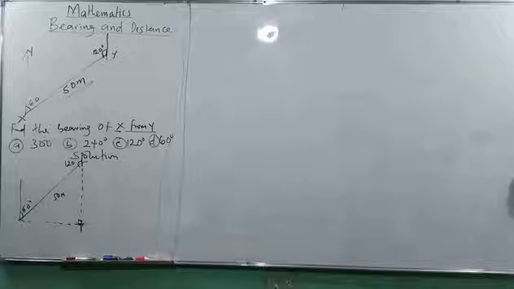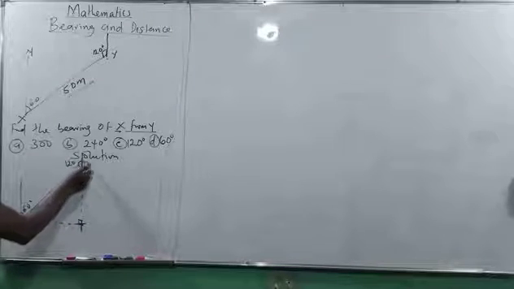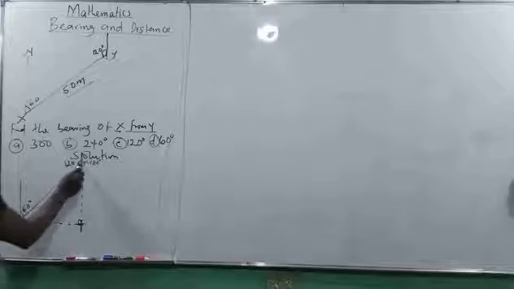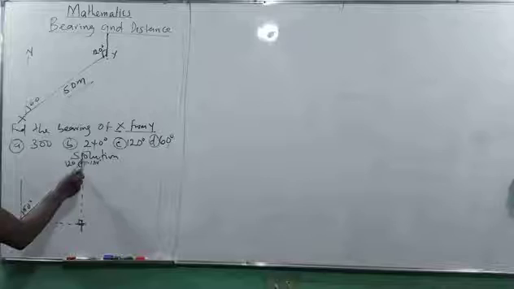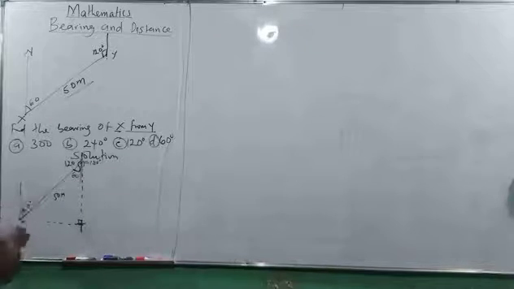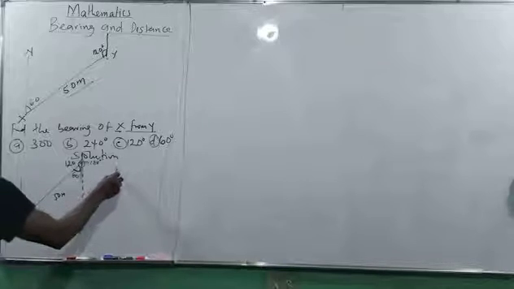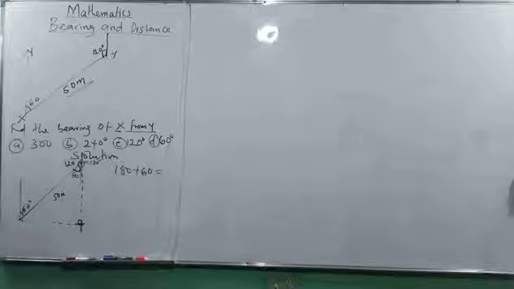Now, the bearing of X to Y, I don't need to do much here. Bearing of X to Y, it means from here to here is 60. Here is 180 degree, which is angle in a straight line. Now, don't forget what is called alternate angle. This is equals to this, which what I've explained now, it means it to be 60. It means I'll be talking about 180 plus 60, which it will be 240.